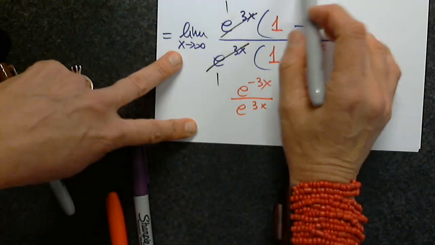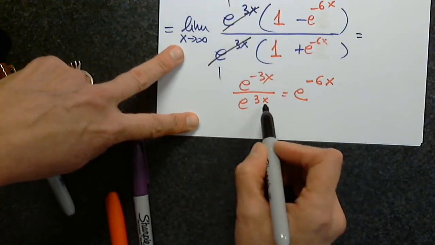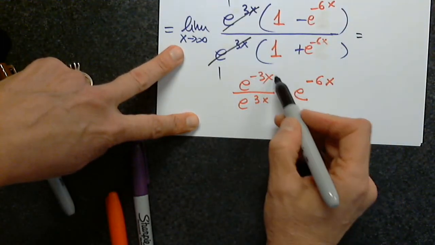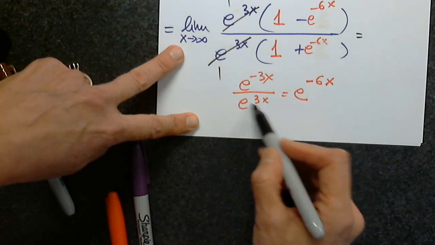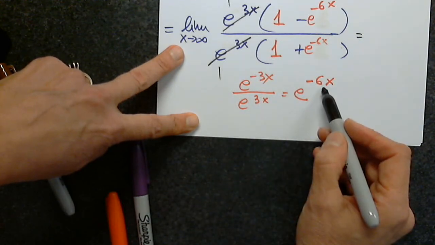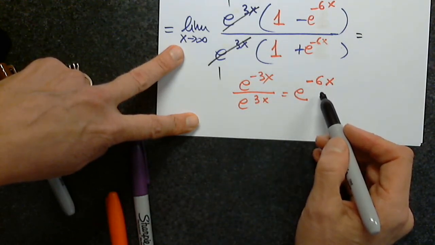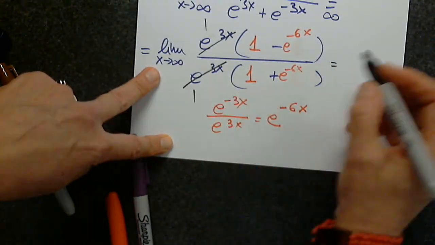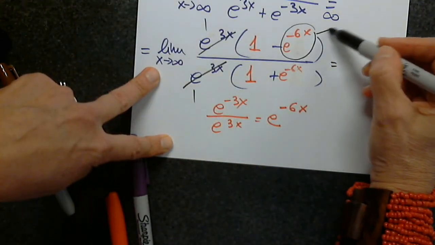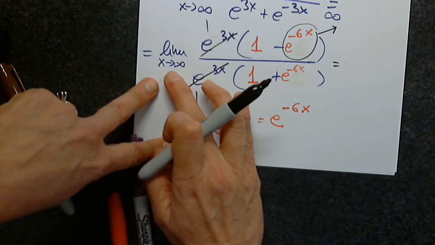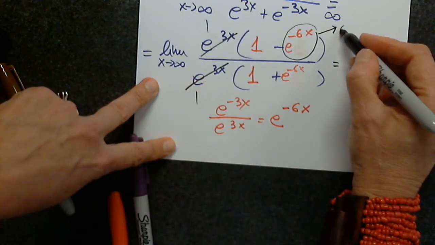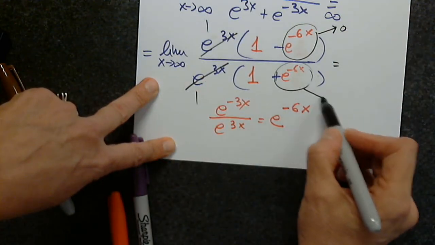exactly. So e to negative 3x divided by e to 3x, copy the base, subtract the exponents. From negative 3x, I subtract 3x, and I get negative 6x. Is that better? Yep. Okay, perfect. These two go away. Where does this go when x approaches infinity? Yes. Where does this go when x approaches infinity?